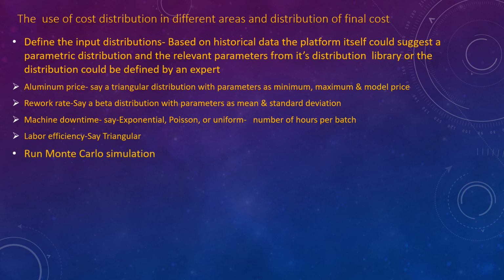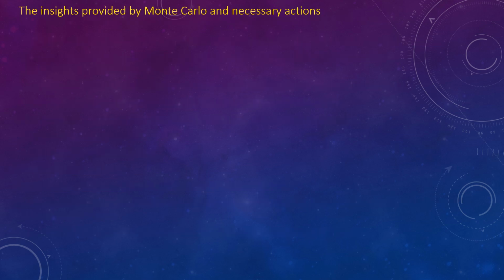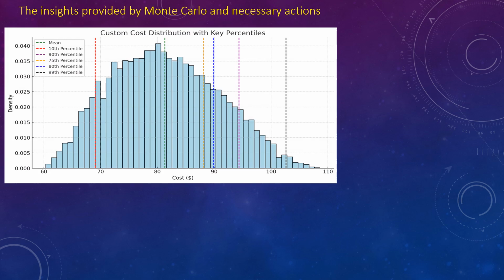Run Monte Carlo simulation. Suppose 10,000 iterations. For each run, it samples all input variables and computes total cost per unit. Result: probability distribution of total unit cost, not just the average cost, but the standard deviation of cost, the confidence intervals of the costs, etc. So a company could quote price based on the cost associated with a specific confidence interval. The insights provided by Monte Carlo and necessary actions.